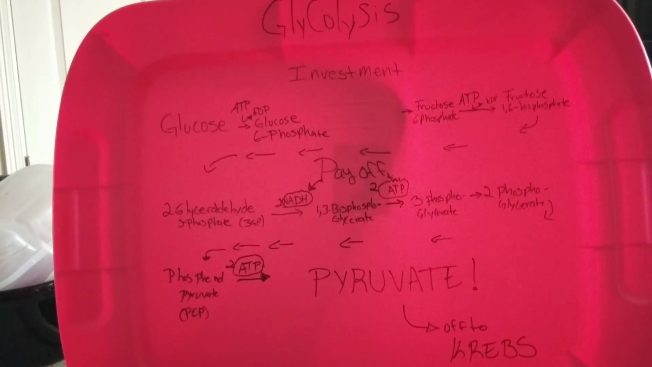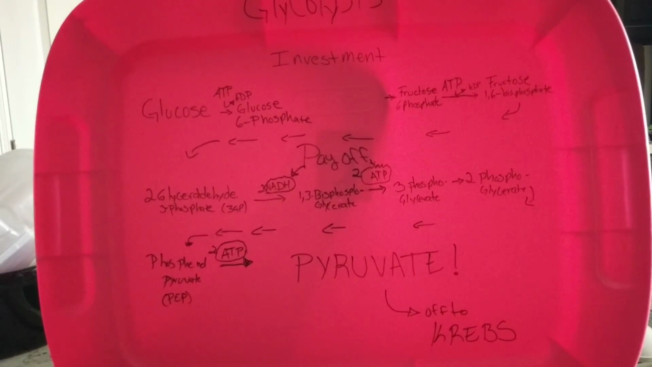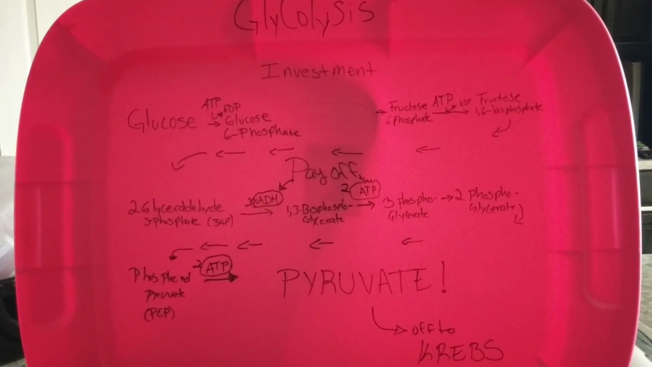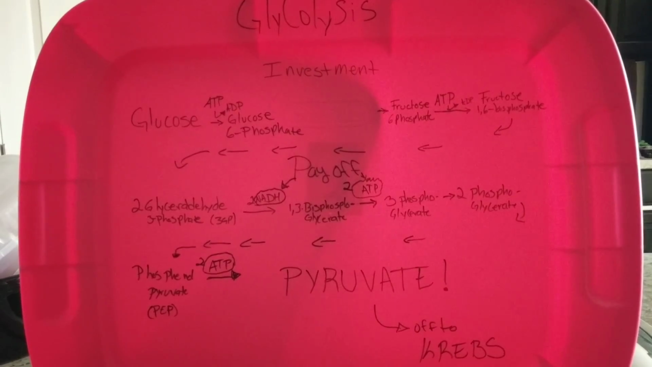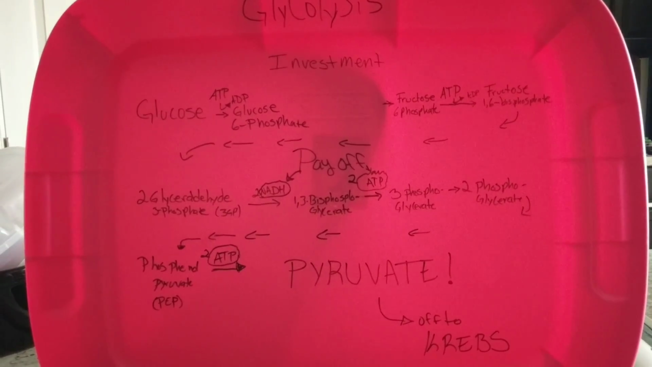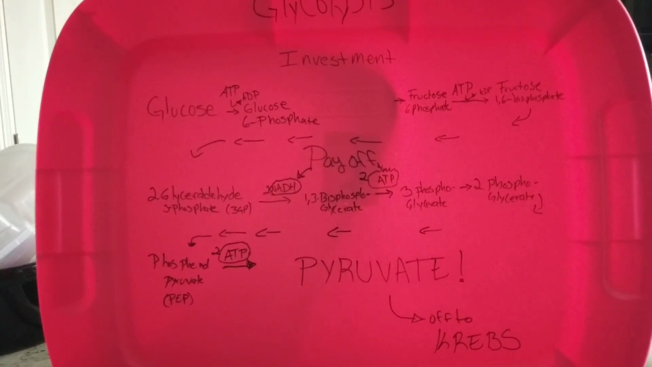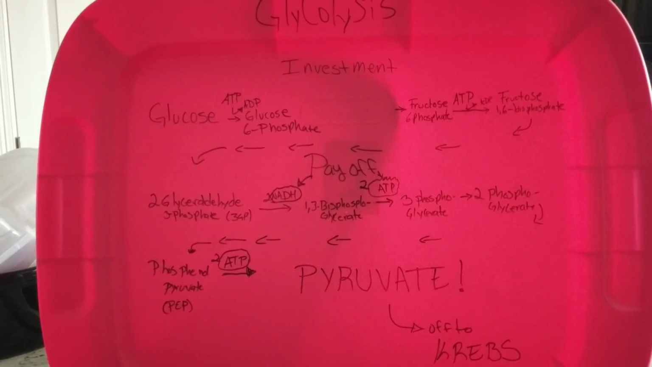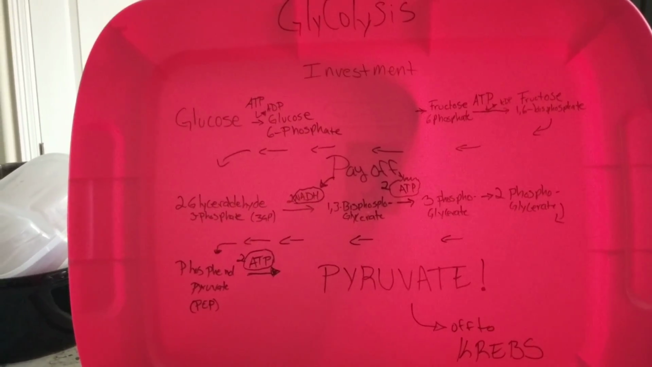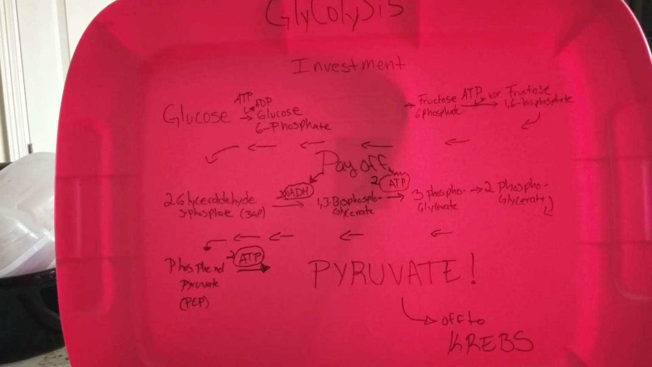We then enter our energy payoff phase, in which we see the fruit of investing ATP. The 2-glyceraldehyde 3-phosphate mix with an enzyme and we create 2 NADH, and we get 1,3-bisphosphoglycerate. We combine with another enzyme and we get paid 2 ATP and create 3-phosphoglycerate, which turns into 2-phosphoglycerate.